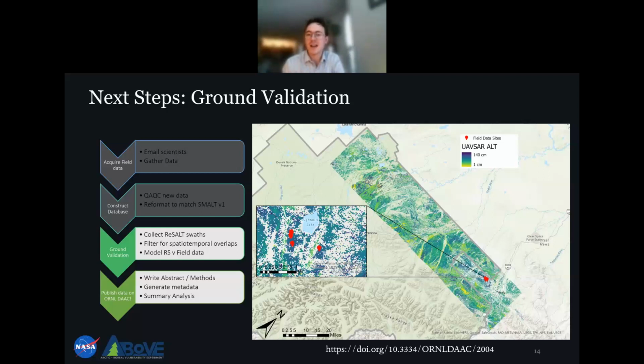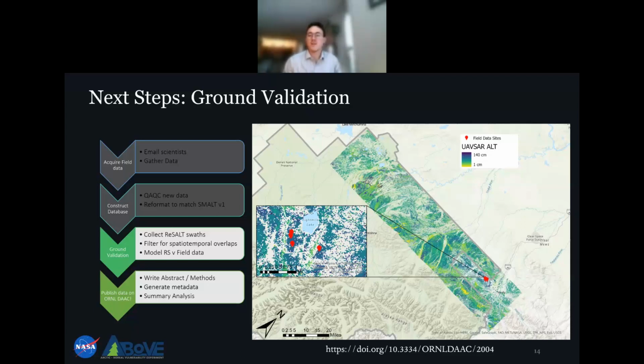Raw synthetic aperture radar backscatter data is complicated to process and handle, but lucky for me, Chen et al. 2022 has a data set posted on the ORNL DAAC. You can find that at this DOI down here. They called it the Remotely Sensed Active Layer Thickness Database, or ReSALT. And in it, these scientists process the radar using both L and P band backscatter to derive maps of active layer thickness and water table depth. And using ground data, they were also able to produce some soil moisture and seasonal ground subsidence maps.